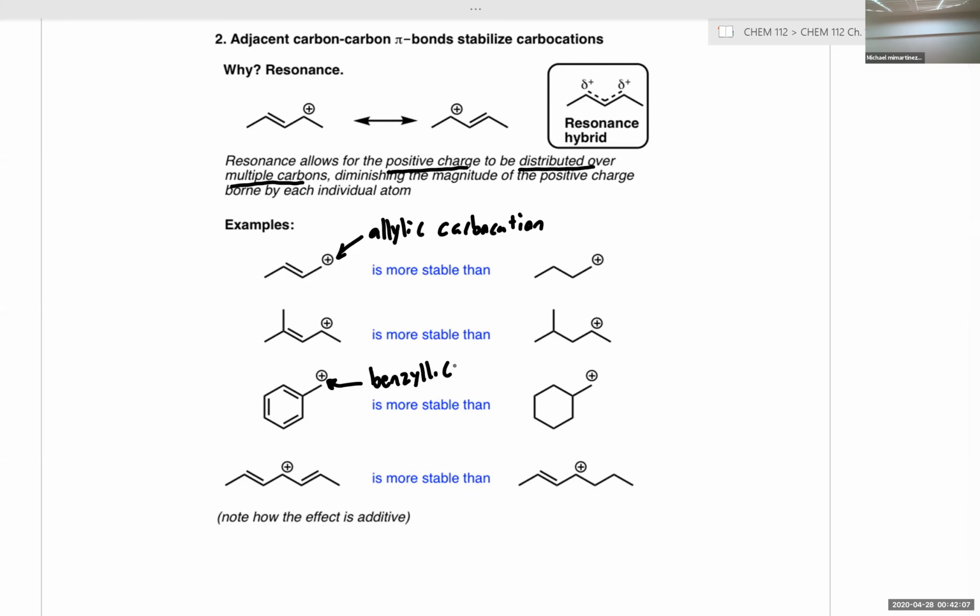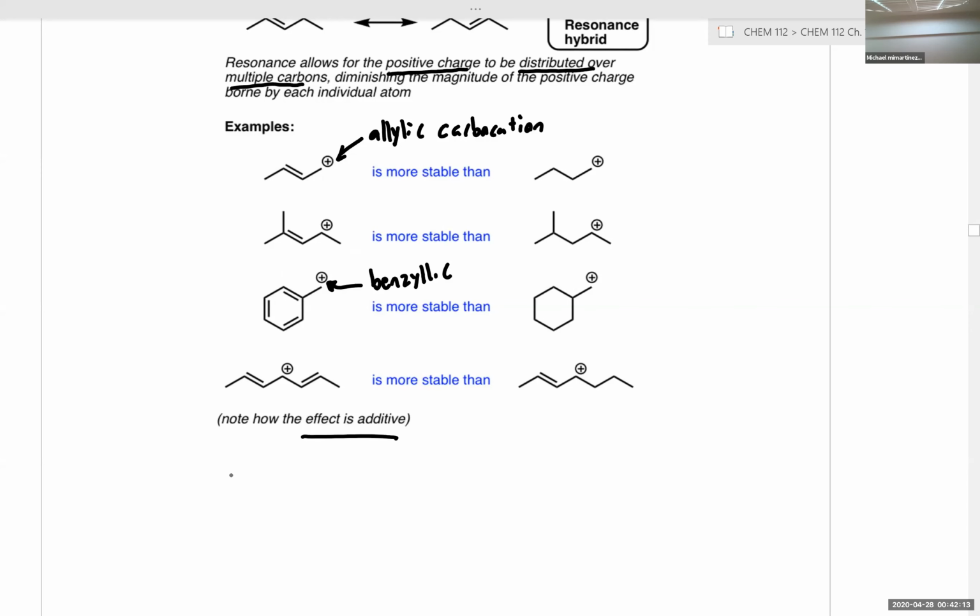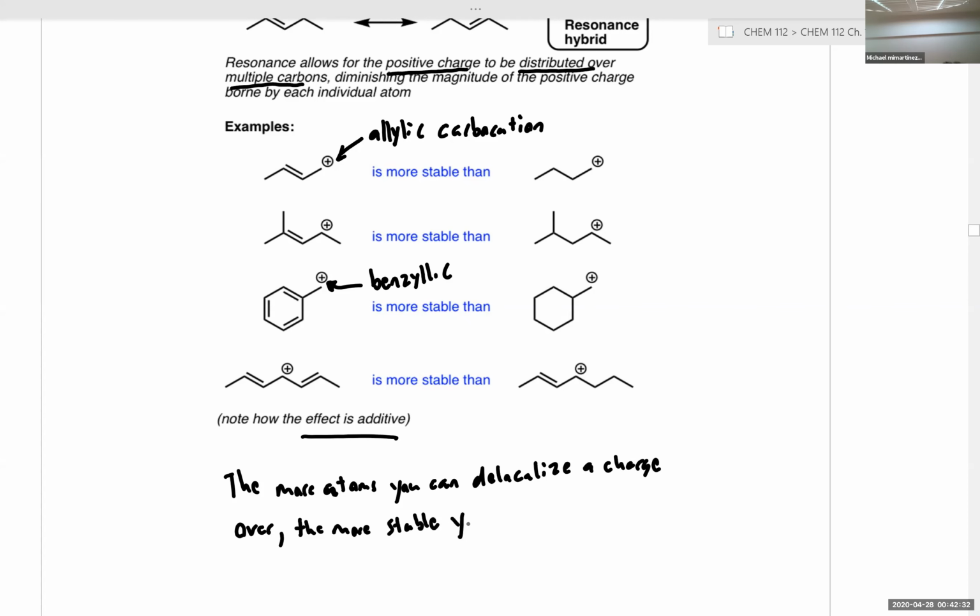One thing I do want you to note, this effect is additive. So the more atoms you can delocalize a charge over, the more stable your carbocation is. So the more atoms you can distribute your charge over, the more stable your carbocation will be. This looks pretty familiar, right?